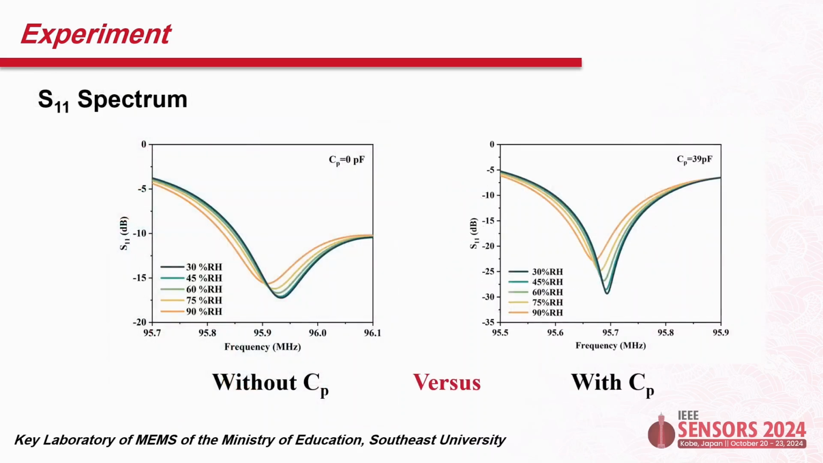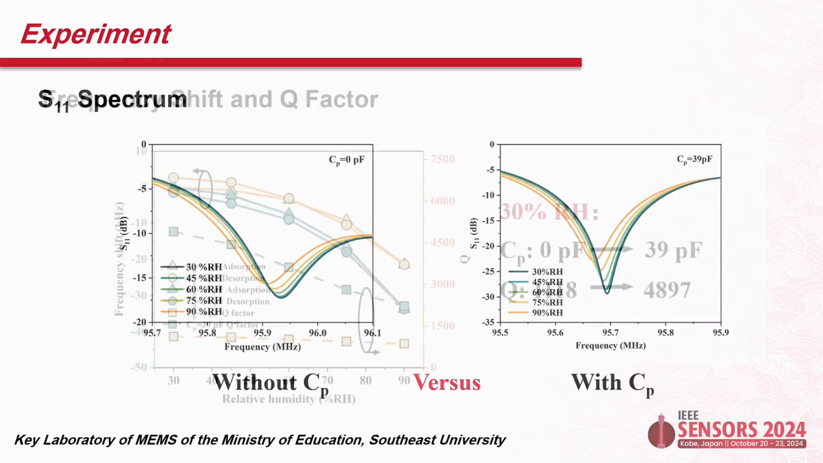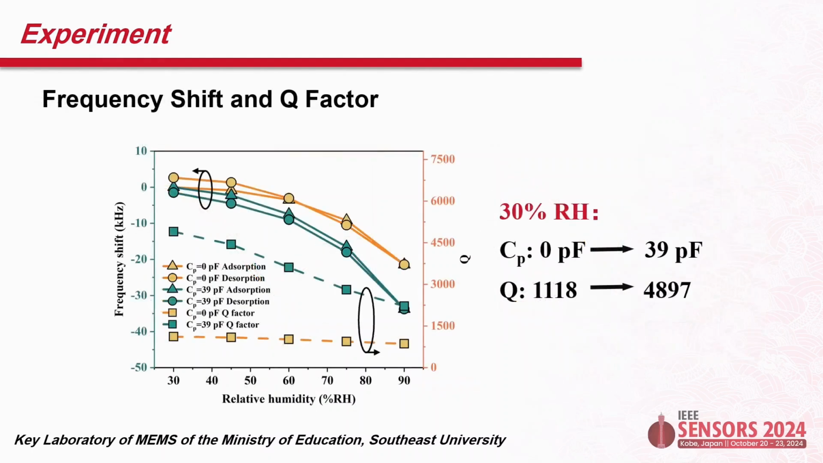As shown in this figure, the performance of the SAW sensor with shunt capacitors is significantly better than that of the one without shunt capacitors during the static characterization test. By analyzing experimental results thoroughly, it can be concluded that without the shunt capacitor, the sensitivity of the sensor is 0.358 kilohertz per percent relative humidity. With an optimized shunt capacitor, the sensitivity increases to 0.417 kilohertz per percent relative humidity.